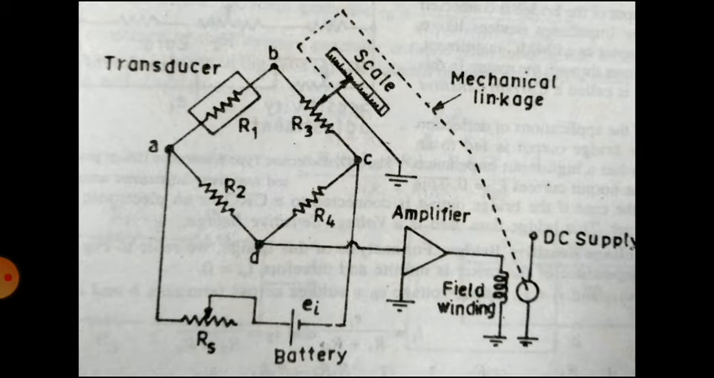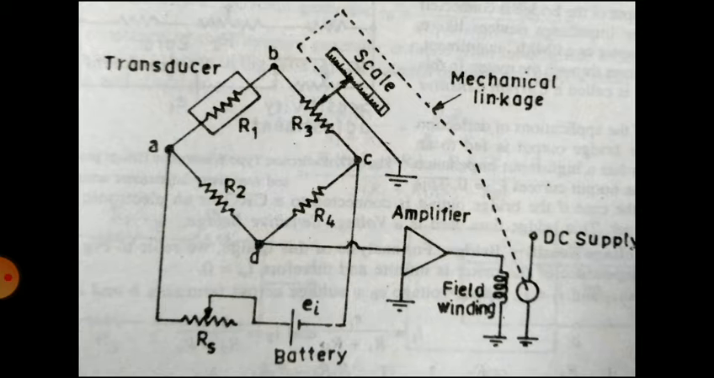Now for temperature measuring systems, there is a change in resistance R1 due to temperature. When there is a change in resistance R1, it produces a voltage output which is amplified. This amplified output applies an error signal to the field winding of the DC motor. You can see in the diagram on the right-hand side there is a field winding and an amplifier. That amplifier is used to amplify the output. So this amplified output applies the error signal to the field winding of the DC motor.